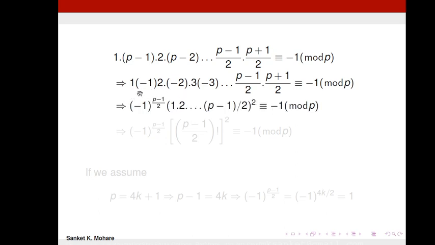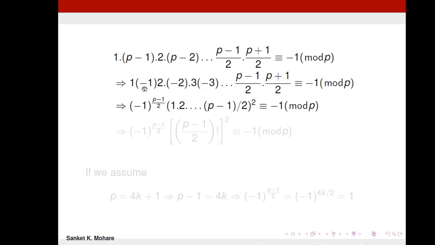So this implies 1·2·3···(p−1)/2 multiplied by 1·2·3···(p−1)/2. Here we obtain, after multiplying these terms, this is a pair, this is a pair, this is a pair, and this is also a pair. So the multiplication of this is what? (1·2···(p−1)/2) squared, into (−1) to the power (p−1)/2.